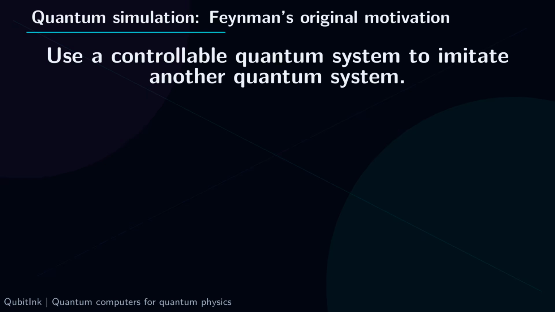Quantum simulation is motivated by a simple and powerful idea: use a controllable quantum system to imitate another quantum system. The time evolution of a closed quantum system is written as |ψ(t)⟩ = e^{−iHt}|ψ(0)⟩. Here, H is the Hamiltonian, and it determines the system's dynamics.